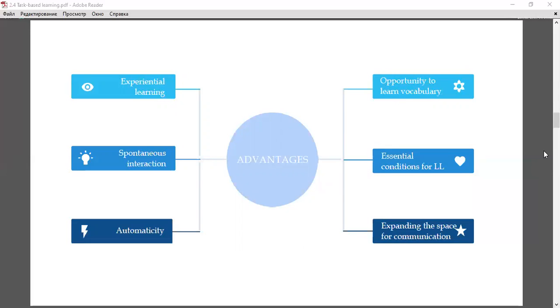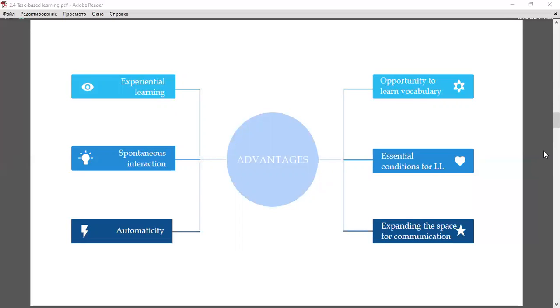Next, also it provides essential conditions for language learning. Task-based language learning encourages learners to use language purposefully and in cooperation. Learners get a chance to negotiate turns to speak and also try out various communication strategies. It prepares learners to use language in the real world.